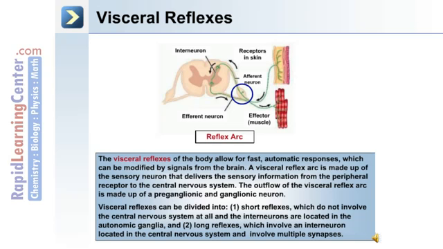Visceral reflexes can be divided into two groups: short reflexes and long reflexes. Short reflexes do not involve the central nervous system. The interneurons are located in the autonomic ganglia, whereas long reflexes involve an interneuron located in the central nervous system, as well as multiple synapses.